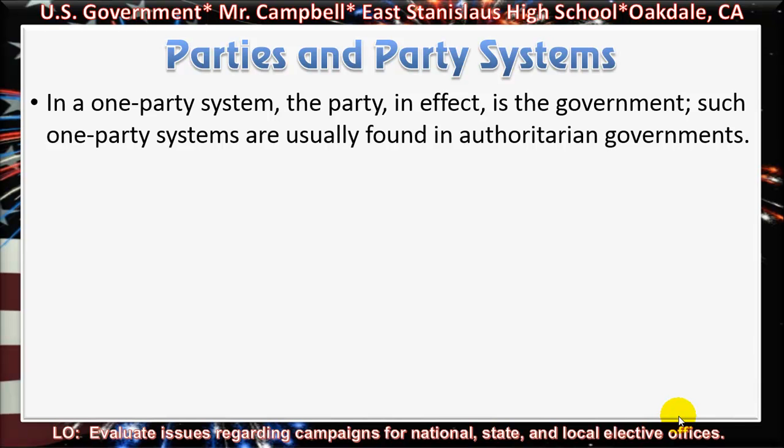But even though they've begun to move towards more of a free market economy, the government of China is still an authoritarian government run by the Communist Party, and it is a one-party system. The Soviet Union, in its heyday, also was a one-party system run by the Communist Party.